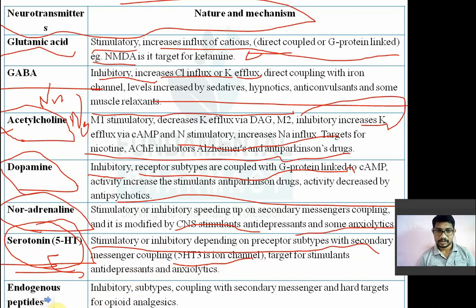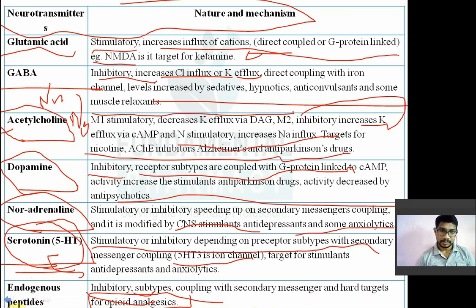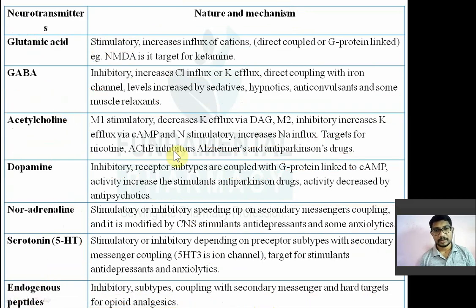Then next one is endogenous peptide. It is again inhibitory, and there are subtypes of this receptor. These endogenous peptides couple with a secondary messenger, and they are the targets for opioid analgesics, so narcotic analgesics. These are the different kinds of neurotransmitters present in the brain, their nature and their receptors, and they are the targets for certain drugs.